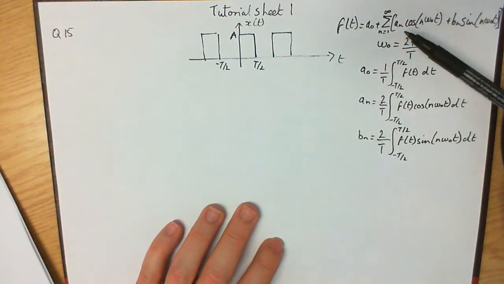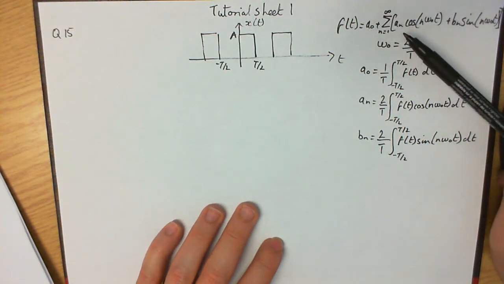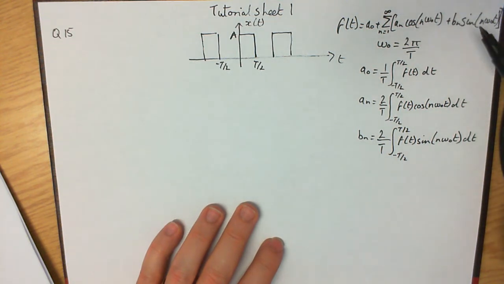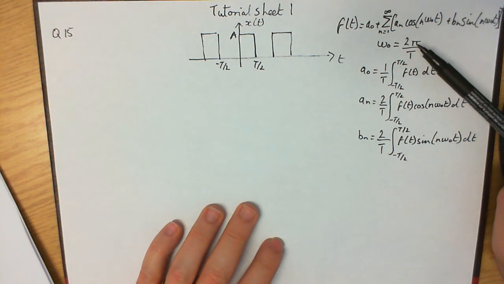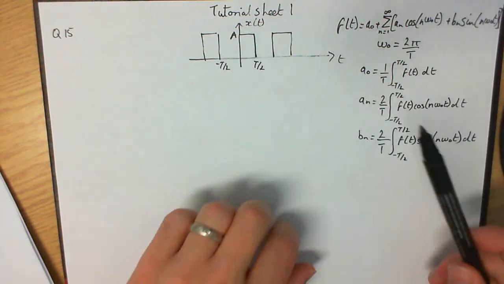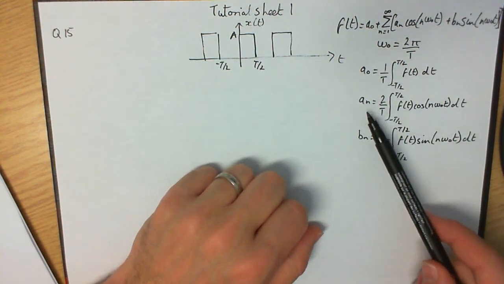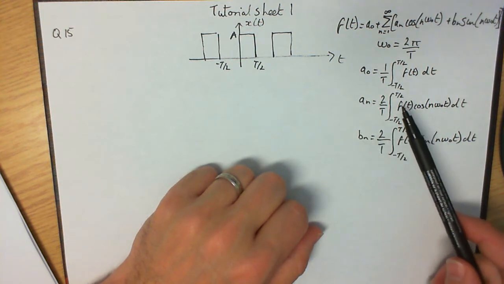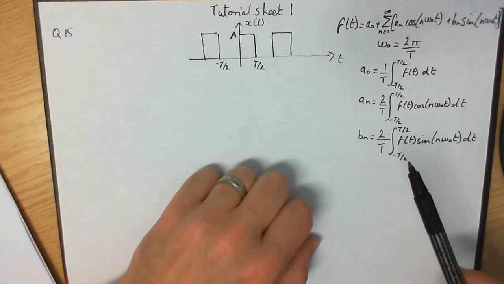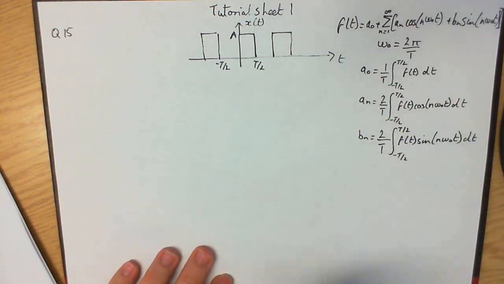So the Fourier series is given by this equation here, which is a naught plus this infinite sum of an times cos n omega naught t plus bn sine n omega naught t. And omega naught is 2 pi over the period T of that function. And I've given the equation which defines a naught, an and bn in terms of the function f of t and an integral over the period of that function. So what we need to do is determine these values.